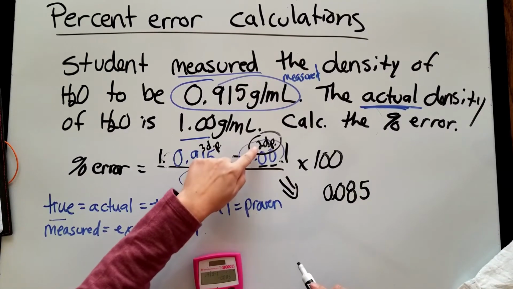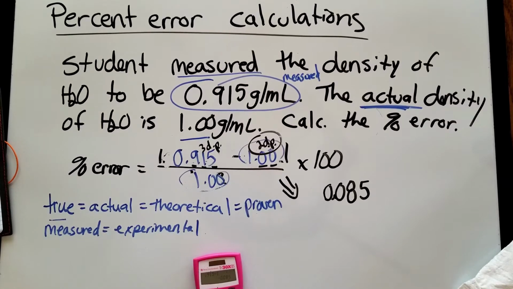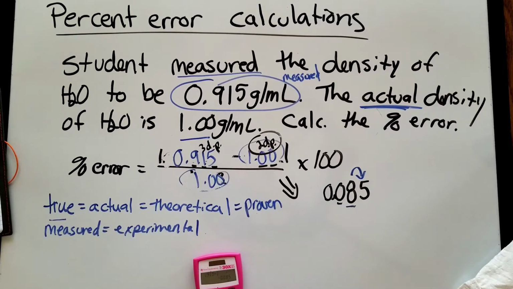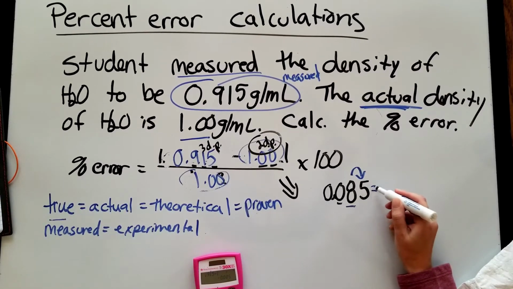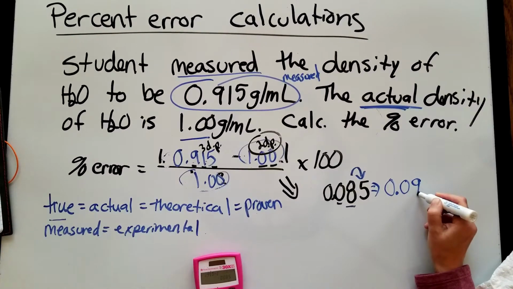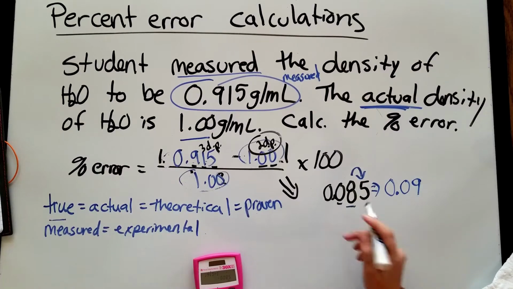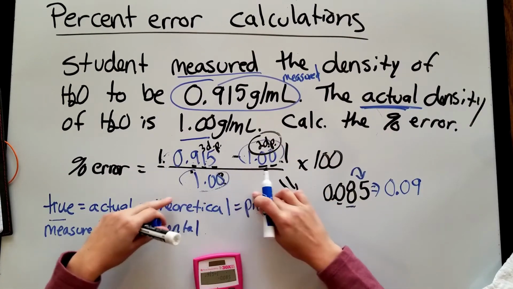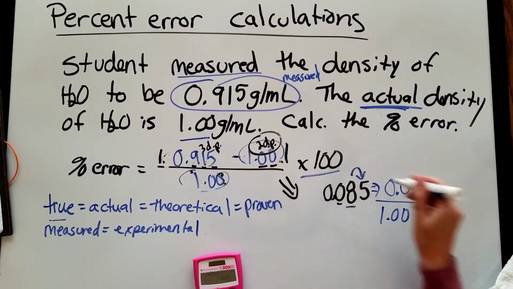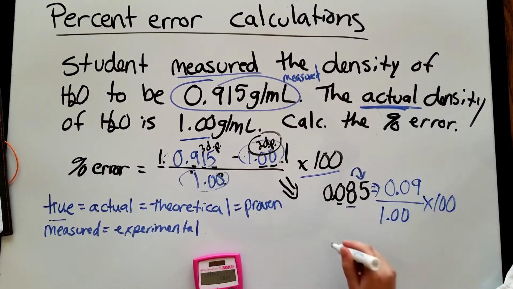Now, I also said I want 2 decimal places. So 1 decimal place, 2 decimal places. Look at the number next to it. That 8 is going to become a 9. So on the top, in the numerator, I'm going to want 0.09. That's what my top says. Now on the bottom, I'm just dividing it by 1. And I'm not going to forget to multiply by 100 to get it in a percent.